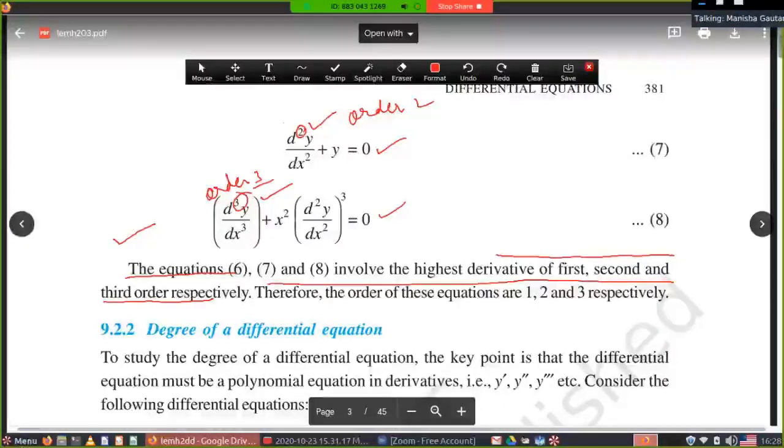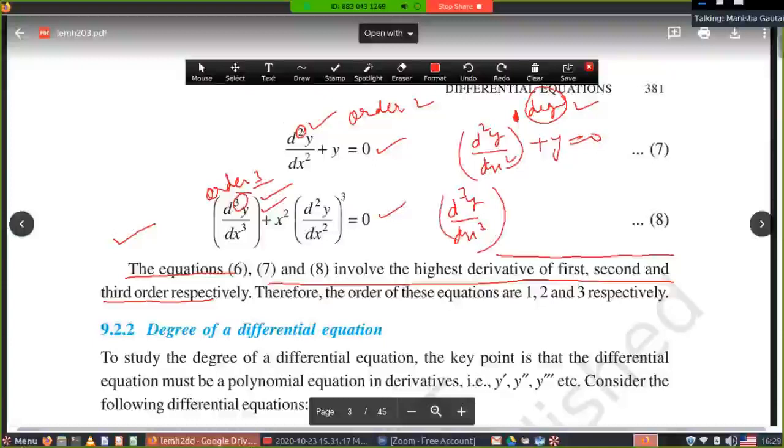Now degree. Degree means here the equation is this one. If I get the power of this, that is 1. It means degree of this differential equation is 1. Maximum derivative statement power is known as degree. Here also you can write this statement. This having power 1. So degree is 1.